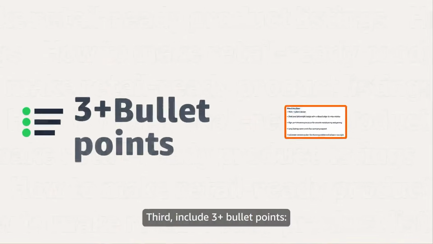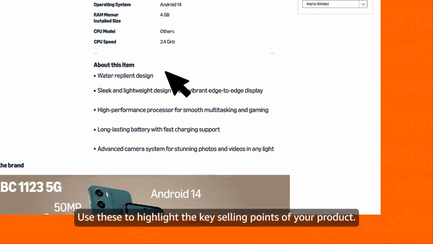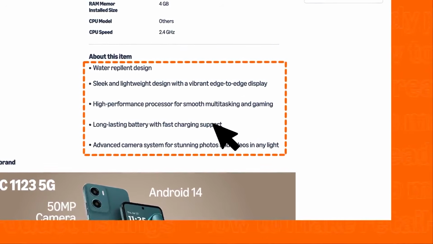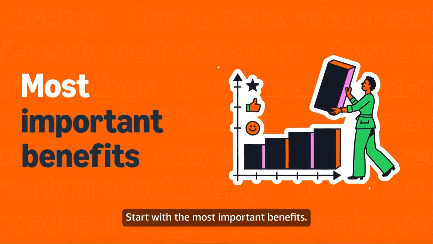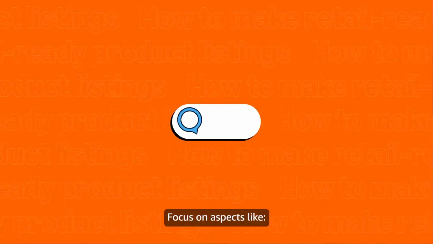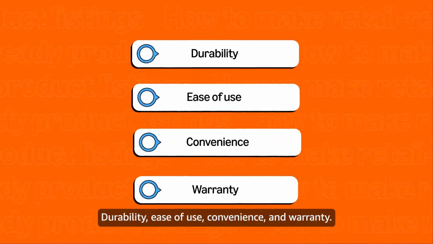Third, include 3+ bullet points. Use these to highlight the key selling points of your product. Be concise but informative. Start with the most important benefit. Focus on aspects like durability, ease of use, convenience, and warranty.